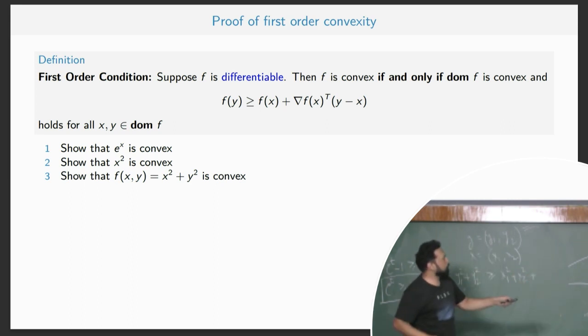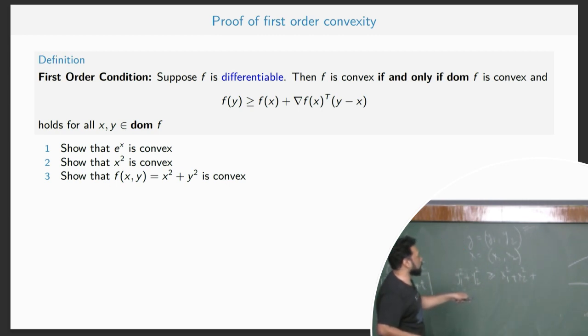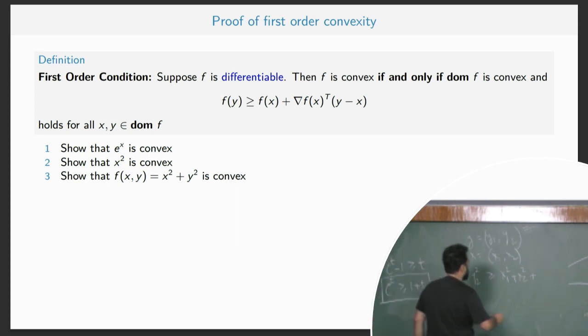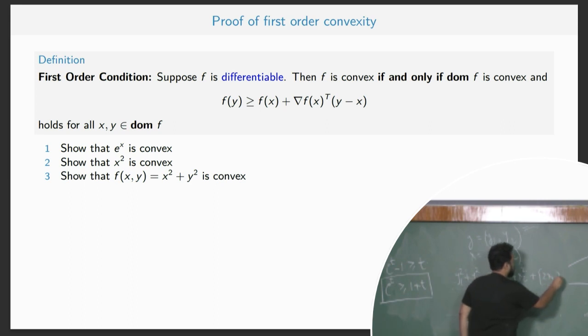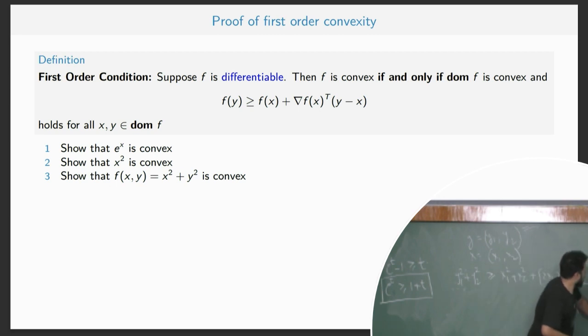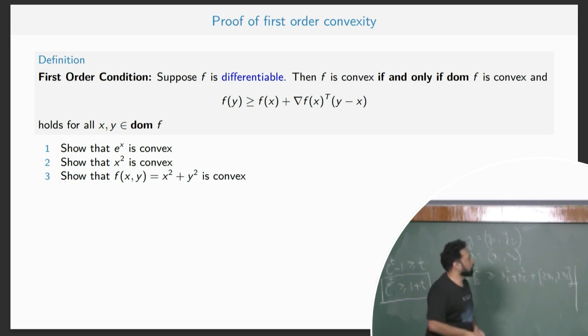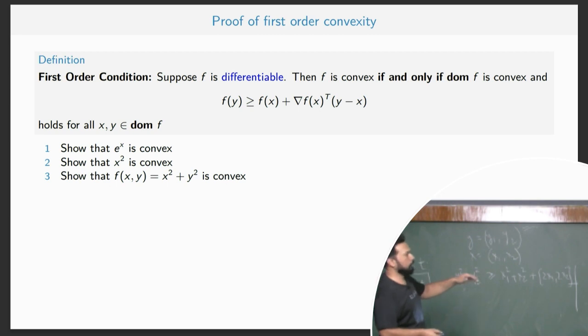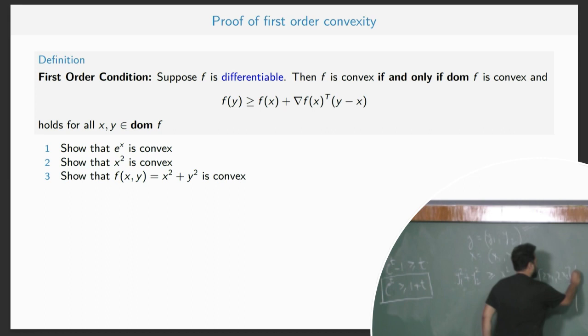and gradient of f at x. So this is the gradient of x1 square plus x2 square, which comes out to be 2x1 and 2x2. So this is a transpose, so that's why it became a row vector, and we have y minus x. Usually vectors we see as column vectors. So here y minus x will be y1 minus x1 and y2 minus x2.